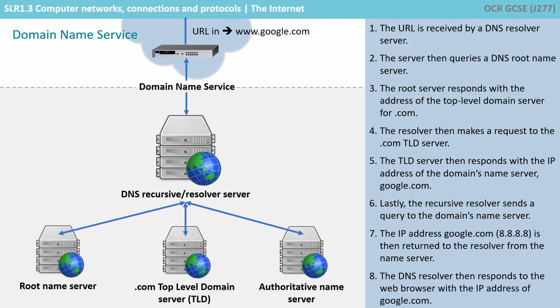Lastly, the recursive resolver sends a query to the domain's name server. The IP address for google.com, in this case 8.8.8.8, is then returned to the resolver from the name server. The DNS resolver then responds to the web browser with the IP address of google.com. Now, don't be too worried about remembering the names of all the various servers for the exam. Just make sure you understand the concept. The domain name service is not simply one server, but is instead made up of multiple domain name servers, as shown here.